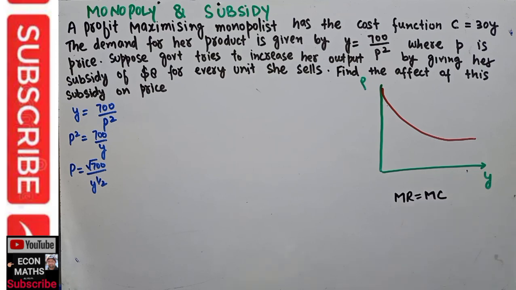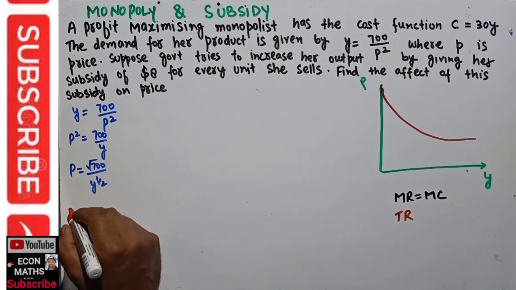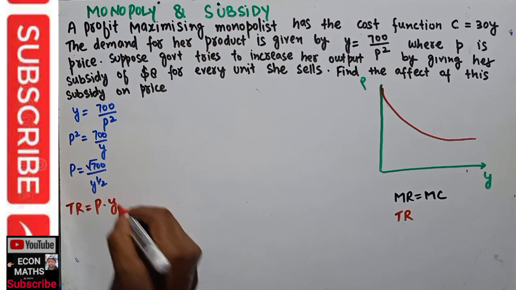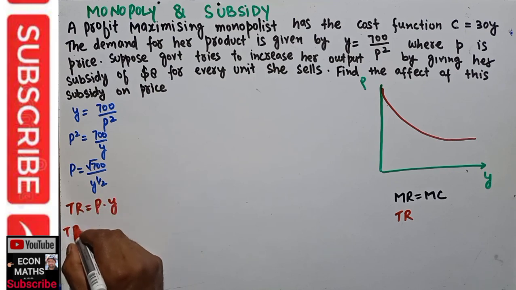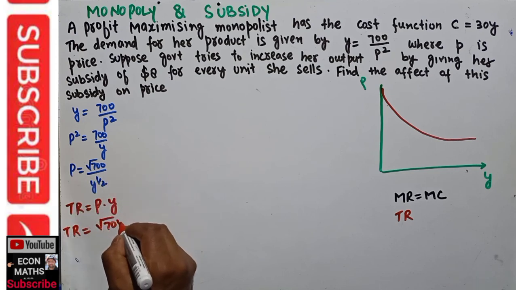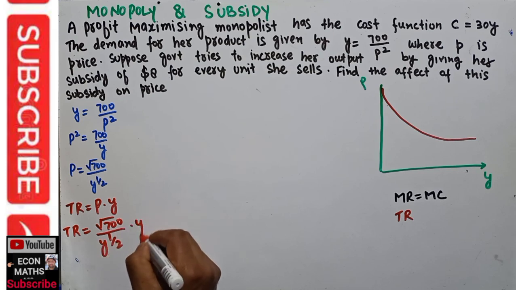Okay, so first we need to find out the marginal revenue. To find out the marginal revenue, first we need to find out the total revenue. Okay, so total revenue, as we know, is simply equal to price into output. That is, total revenue will be equal to, so this is our price function, that is under root 700 divided by y raised power 1 upon 2. To this we multiply output.